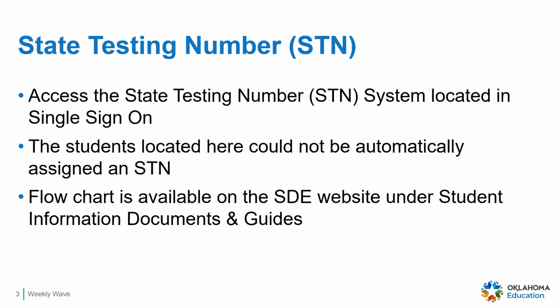Students that are located here are the ones that cannot automatically be assigned an STN. And as far as assignment for that, we do have a flow chart that's available for you to review on the student data information guides and documents and guides on the State Department's website. So please feel free to check that out, because it tells you that you're going to need the name, birth date, and things of that nature in order for it to not automatically assign, but for a student to actually go through the system to get an STN.